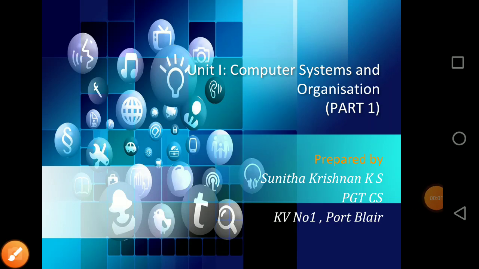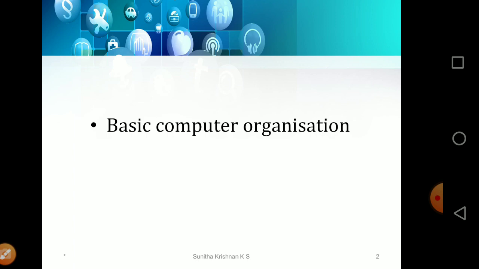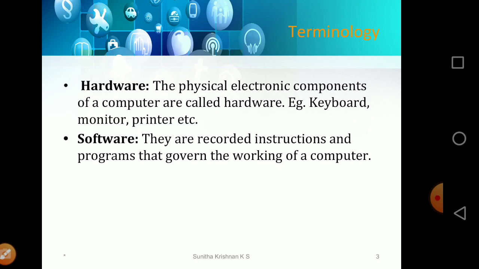Hello all, welcome to the first video of Computer Systems and Organization. In this video, we'll be learning about the basic computer organization. Before going deeper into the subject, we'll learn some terminologies related to computers.